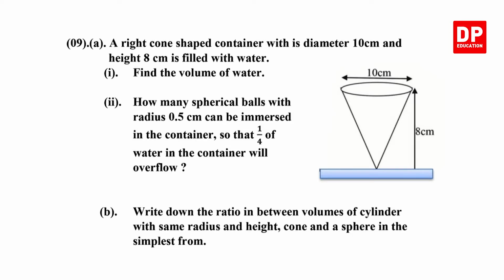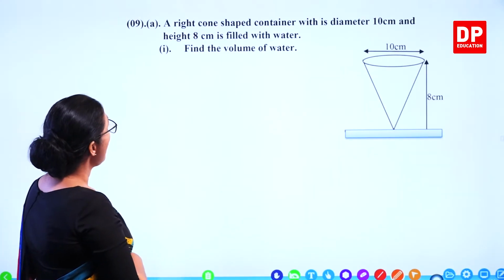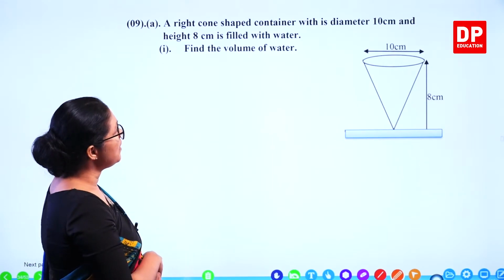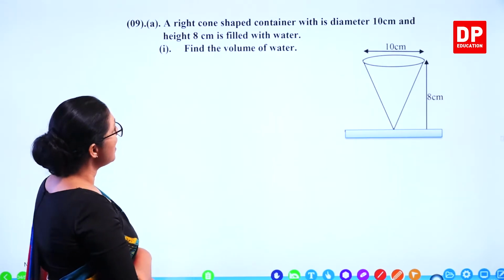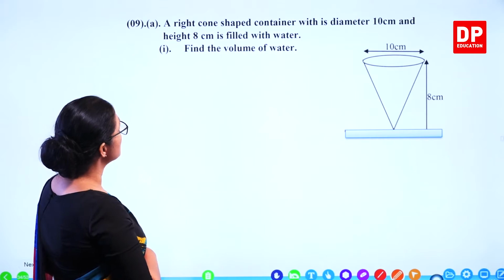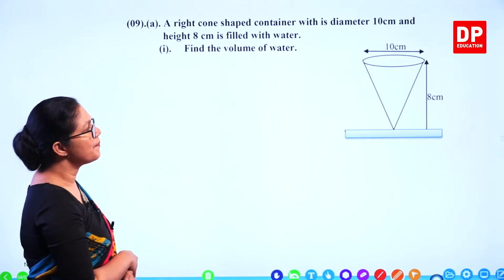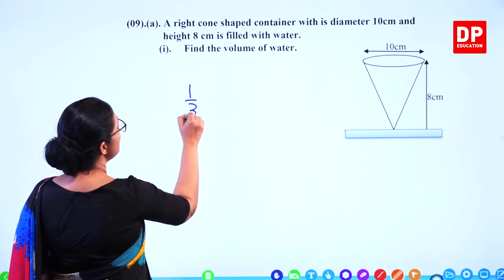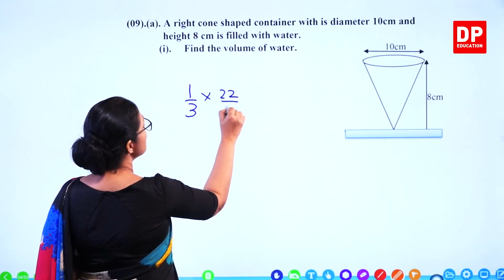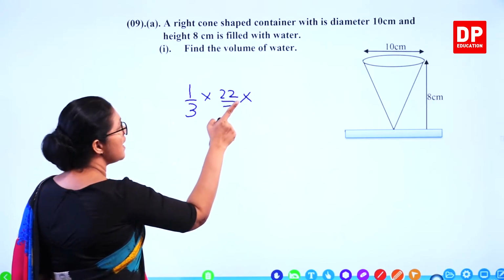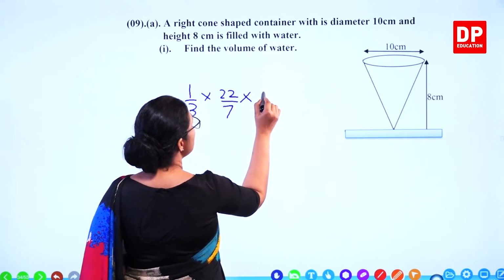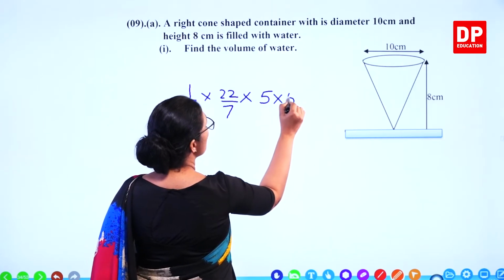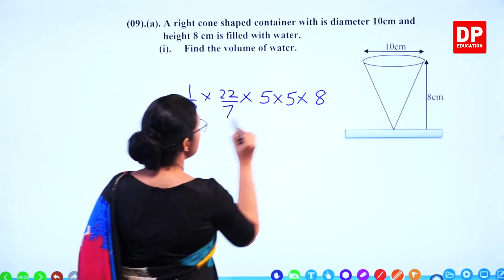Question number 9. This is about volume. A right cone-shaped container with a diameter of 10 centimeters and height 8 centimeters is filled with water. Find the volume of water. So the volume of the cone is 1/3 pi, that's 22/7, r squared, 10 is the diameter, so the radius is 5, r squared, h is 8.